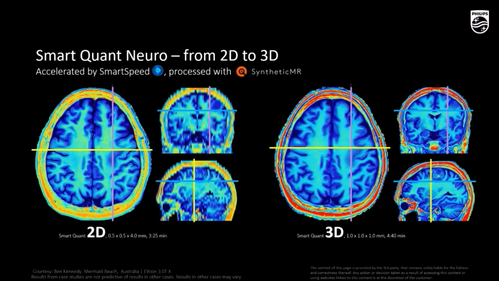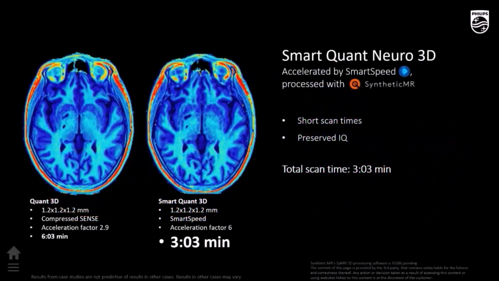So we're very proud that together with SyntheticMR, we can now offer you a 3D version that allows that reformatting capability. So the SmartQuant Neuro 3D allows short scan times while preserving IQ. And this is because we combine the SyntheticMR approach with the Philips SmartSpeed approach. And that brings us down to 3-minute acquisitions for a full 3D exam with all that information that Erica showed before. So there's a lot of value that's provided in a very short exam.